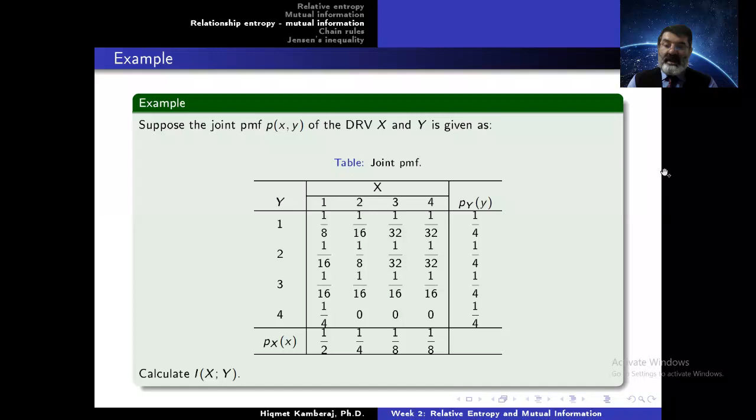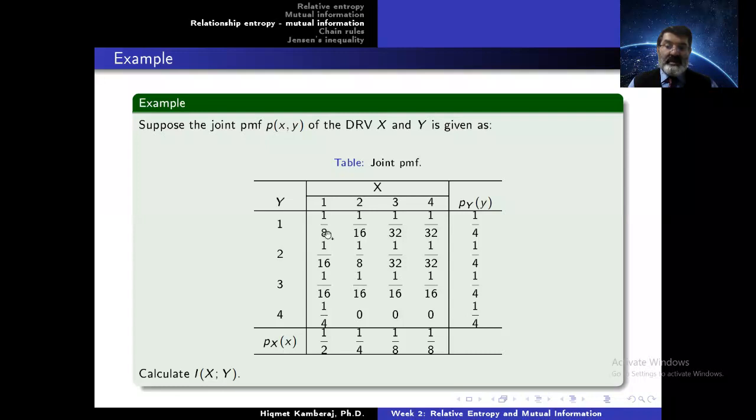Now we consider an example. Suppose the joint probability mass function p of x and y of the discrete random variables x and y is given as follows. We also considered a similar example last week. So I can explain a little here. x takes the values 1, 2, 3, and 4, and y also takes the values 1, 2, 3, and 4. What you see on this matrix gives me the joint probability mass function.